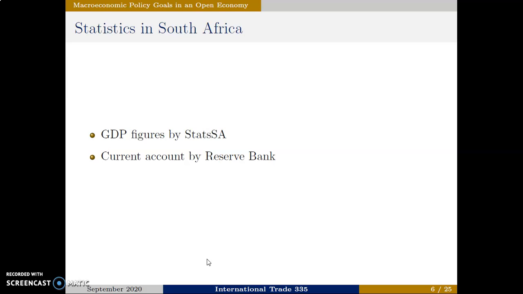Just a reminder of where you could find statistics on South Africa. The GDP figures, unemployment figures, and inflation rate are released by Stats SA. The current account data is released by the Reserve Bank in the quarterly bulletin.